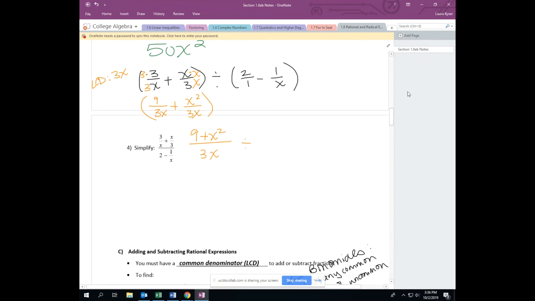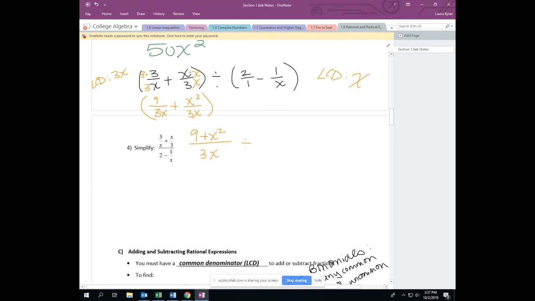On the other side, we have to do something similar because we've got to find a common denominator again. This time, my denominator on the left is a 1. Denominator on the right is an x. If one of the denominators is a 1, that means the LCD is the other denominator, which makes this side a little bit easier.